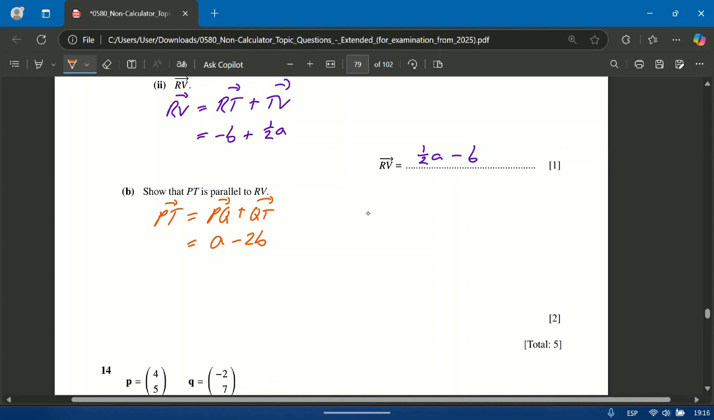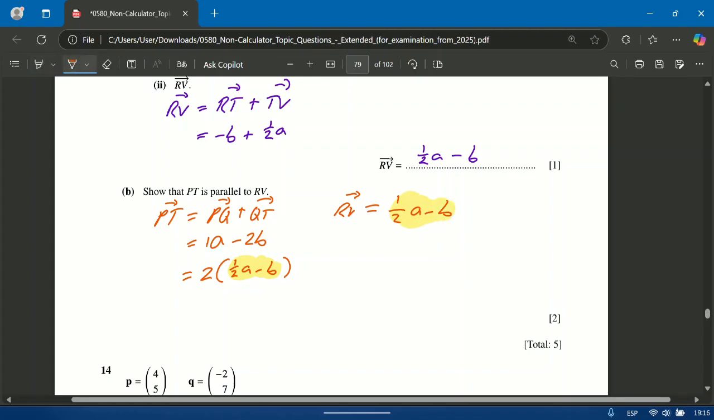Now, we need to show that PT and RV are parallel. Look at RV. It's a half A minus B. See, this is almost the same. How can we make this look the same? Well, there's two ways. We could either factorize out here a 2. If you put the 1 there, it means you need to have a half A minus B. See, 2 times a half is 1A, and 2 times minus B is minus 2B. Can you see now? We've got exactly the same vectors there. This bit here, and that whole thing there is the same.